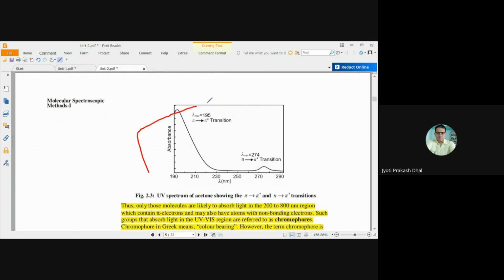You can see the spectra of acetone like this. It will show two different types of peaks. The first peak is due to the presence of the carbon oxygen pi bond, so there will be a pi to pi star transition. Due to this transition, the lambda max will be around 195 nanometer, and here the population will be very high. Similarly, another type of transition will be there due to the presence of non-bonding electrons over the oxygen atom, which will occur at lambda max 274 nanometer, but the intensity will be less.